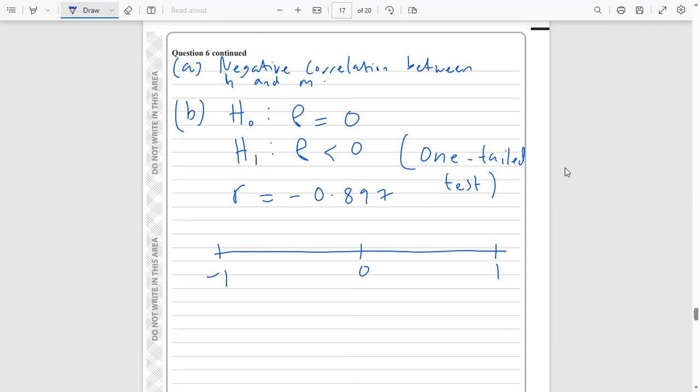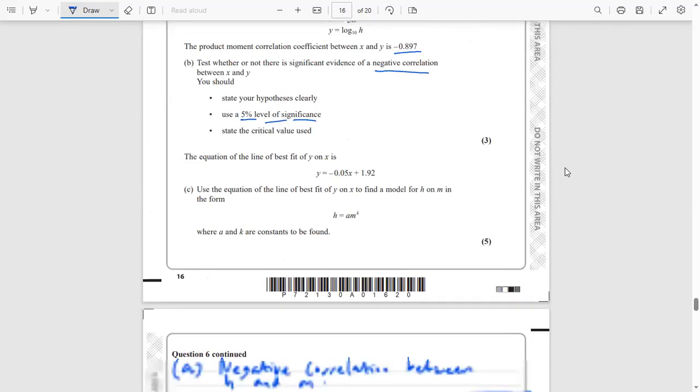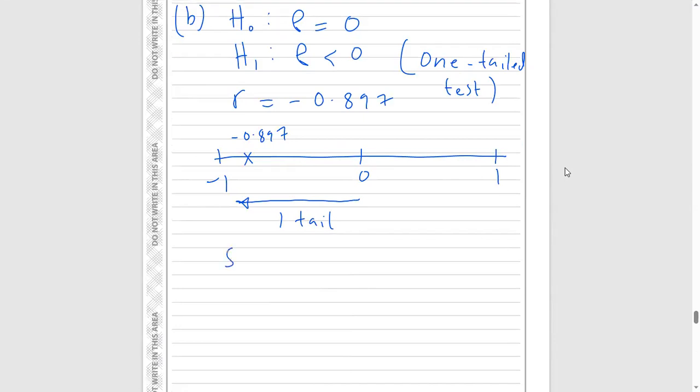So the idea is that this is a one-tail test because we're only testing R values, correlation coefficient values, less than 0. So this is one tail. We're only looking at one tail of the number line here. That's why it's a one-tail test. When we collected the data and plugged it into our formula, we got this number here, negative 0.897. Okay, so now we're doing a 5% significance level test.